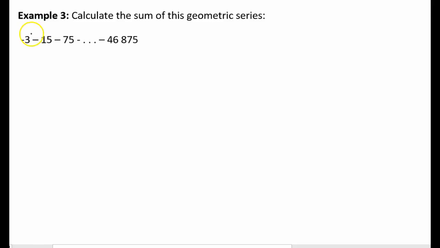Okay, in this example, we are looking again at a geometric series. We are actually asked to calculate the sum again, which means we're solving for S. So when we go to fill in our equation, we want to eventually end up using the equation Sn equals T1, 1 minus r to the power of n, all over 1 minus r.